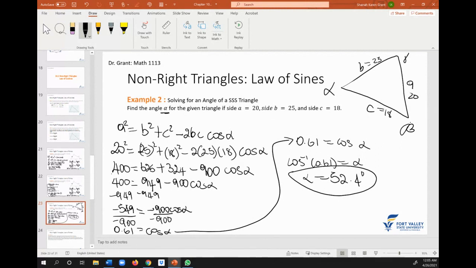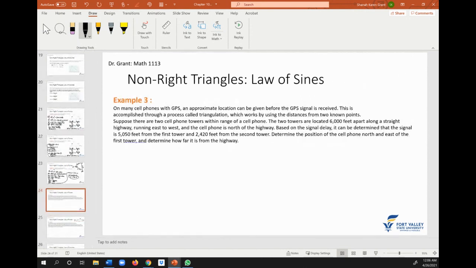Okay, and if you wanted to find the other sides, of course you could. Now you could utilize your law of sines if you wanted to find the other missing angles. Okay, let's do an application problem.